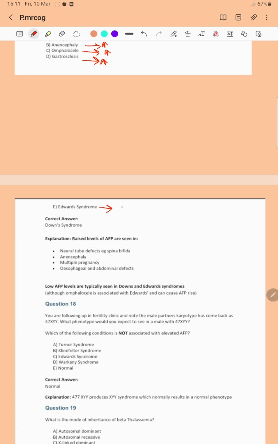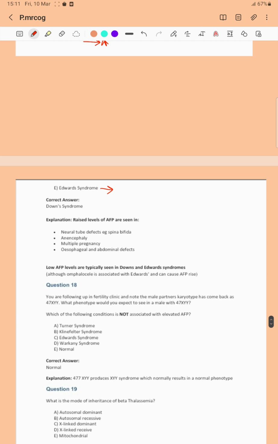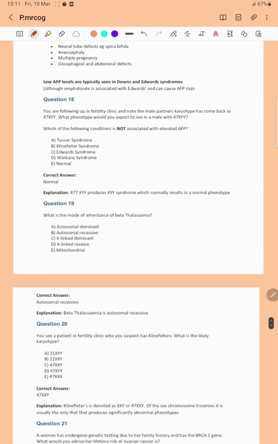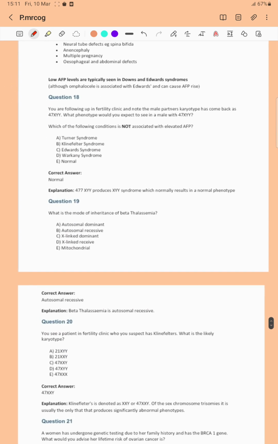No, Edward syndrome doesn't have raised AFP, because neural tube defects, for example spina bifida, multiple pregnancy, or esophageal and abdominal defects, have raised AFP. But what happens in Edward and Down syndrome? They have decreased AFP.